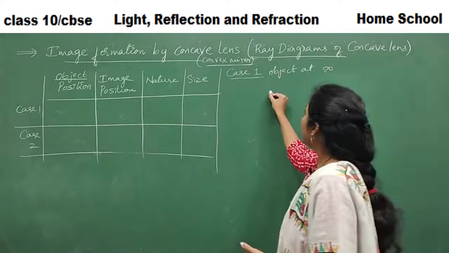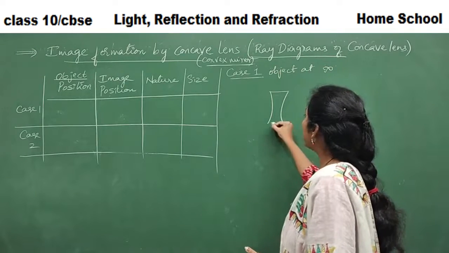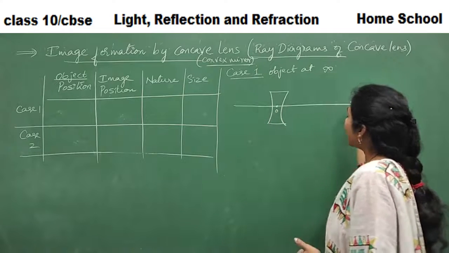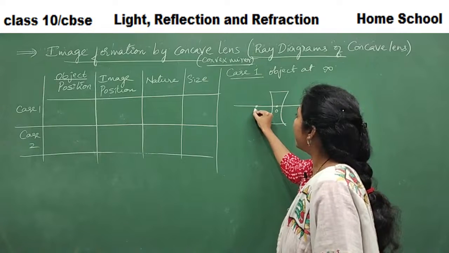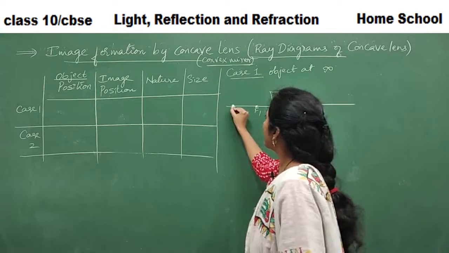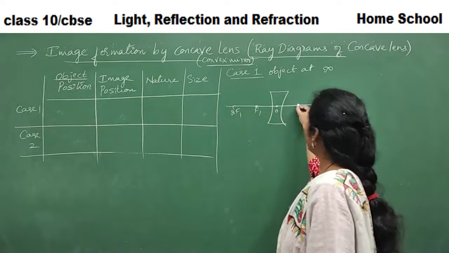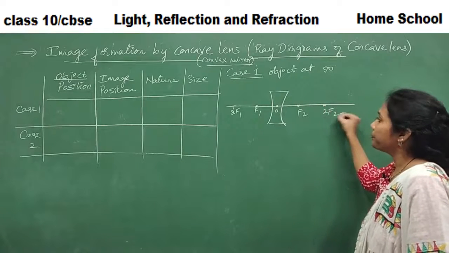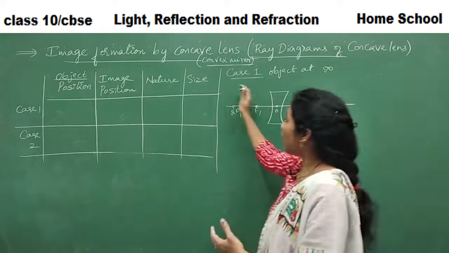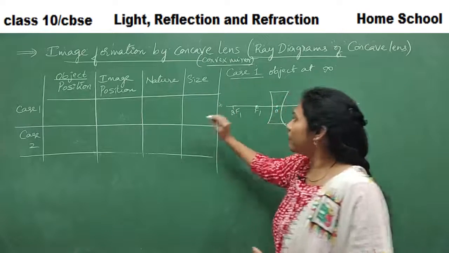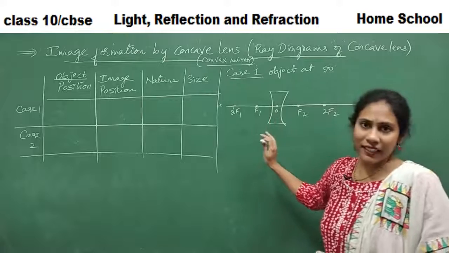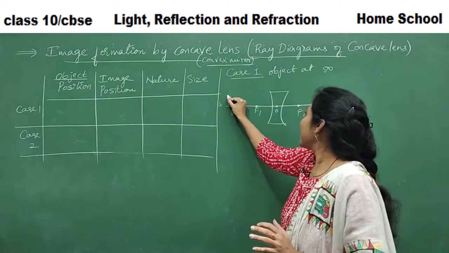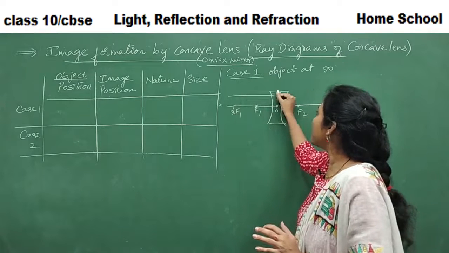Let me draw our concave mirror, and this is our optical center O, right? And this is f1, and this is 2f1, and this is f2, and this is 2f2. So where am I keeping my object? I am keeping the object far away at infinity. At infinity, whatever incident rays come are parallel to the principal axis, right?